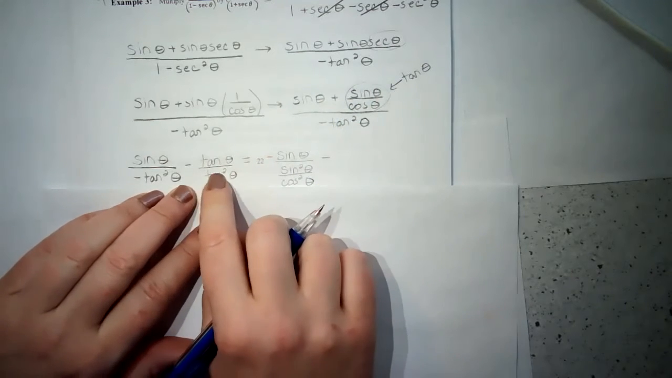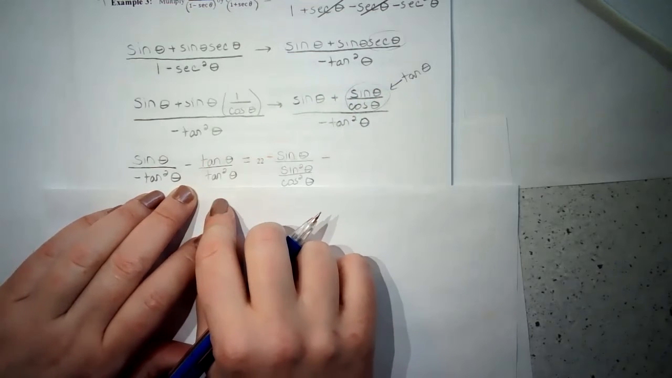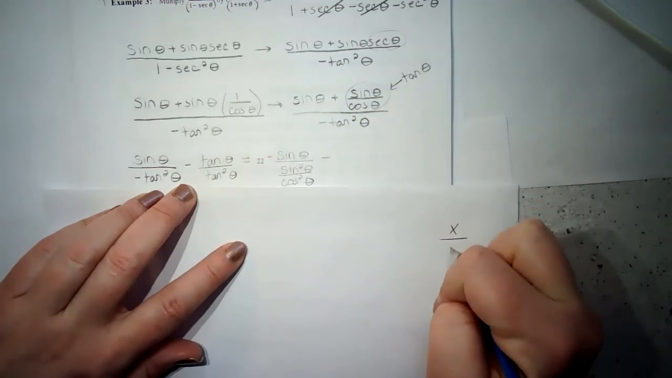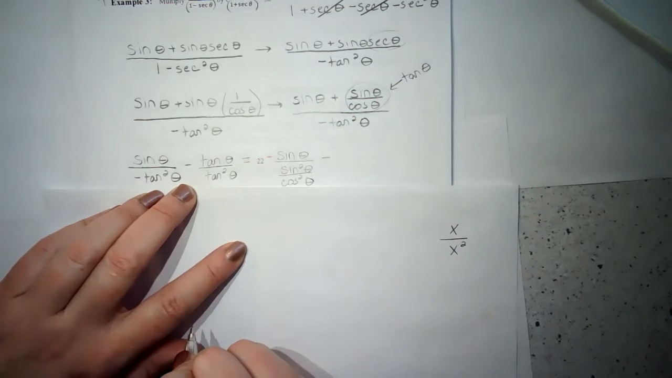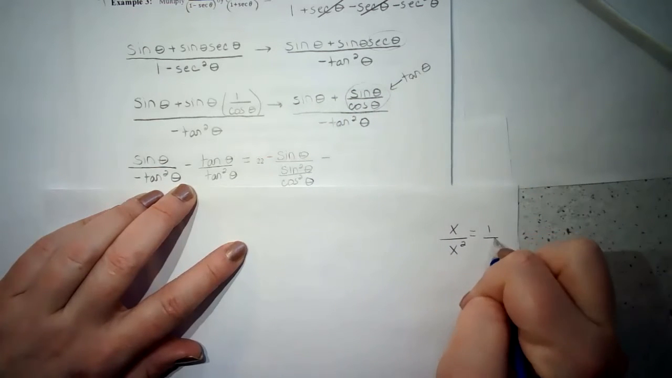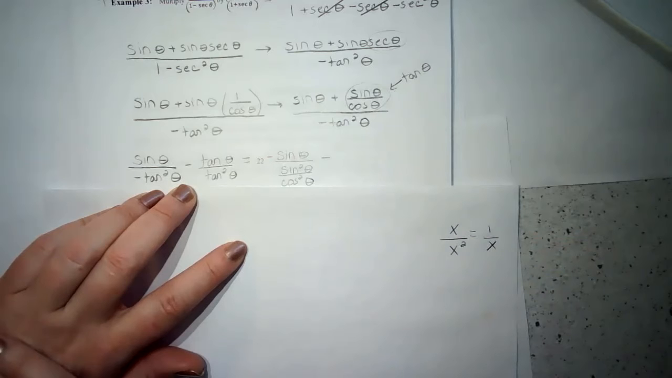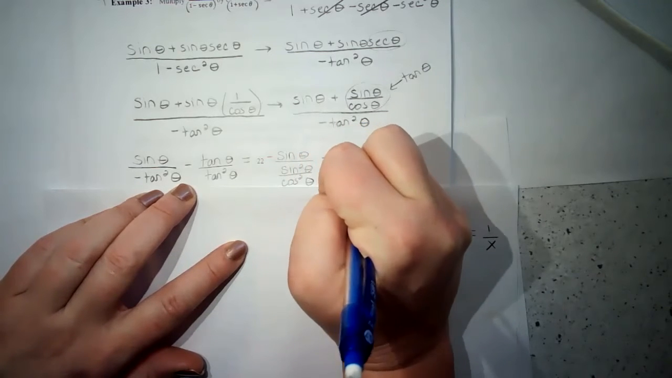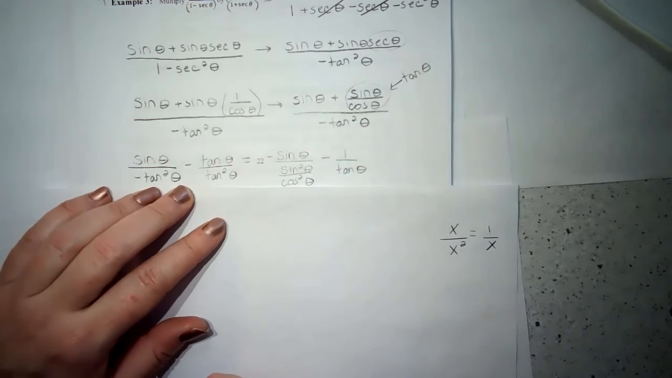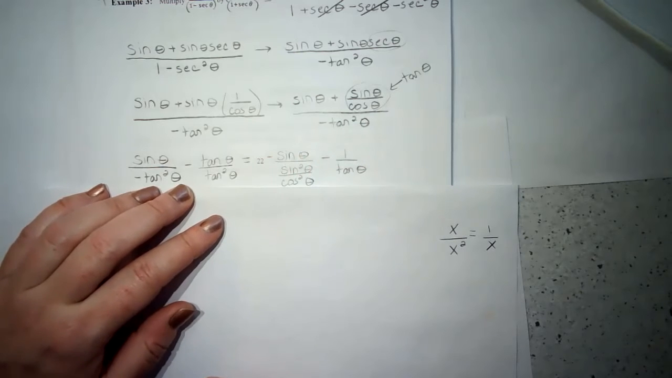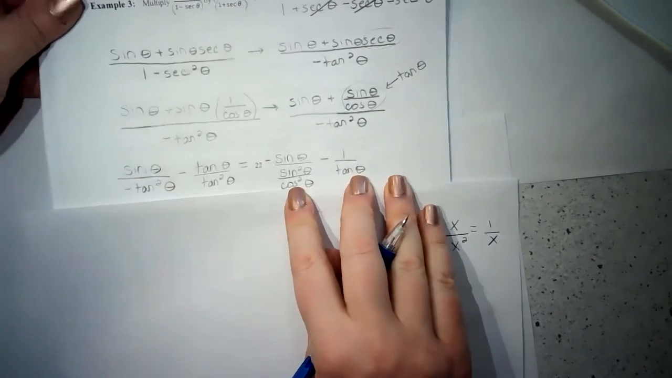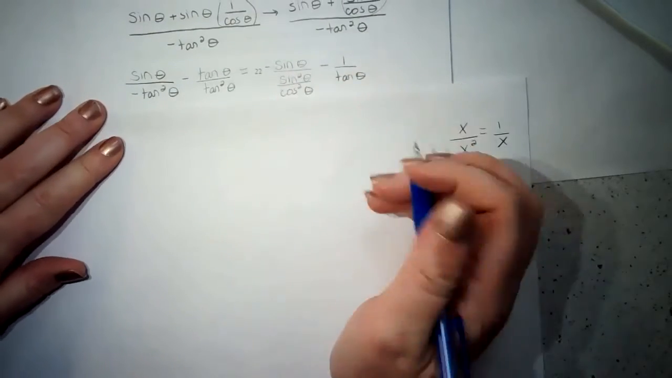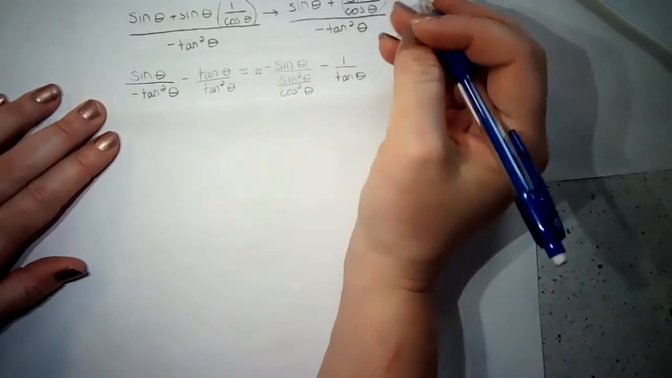Okay. Now over here, I've got one tangent in the top and I have two tangents in the bottom. It's kind of like having an x in the top and x squared in the bottom. You guys know you can reduce that to this, right? You have an x cancel. So I'm going to have 1 over tan theta over here. Okay. All right. We're going to keep marching along. Okay. So let's clean this nonsense up a little bit.